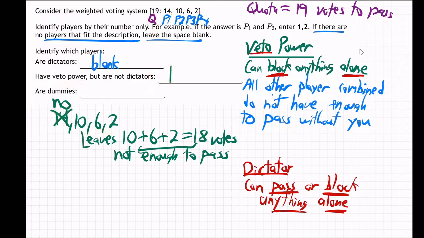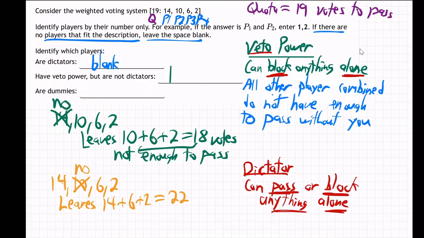Now, how about player 2? Let's check out, see if player 2 has veto power. I think he doesn't. Let's see. 14, 10, 6, and 2. So what if player 2 says, no, I don't like something? Then that leaves the other players, 14, 6, and 2, which total, what's that, 22. That's 22 votes. That's enough, right? Because it only takes 19 to pass anything.